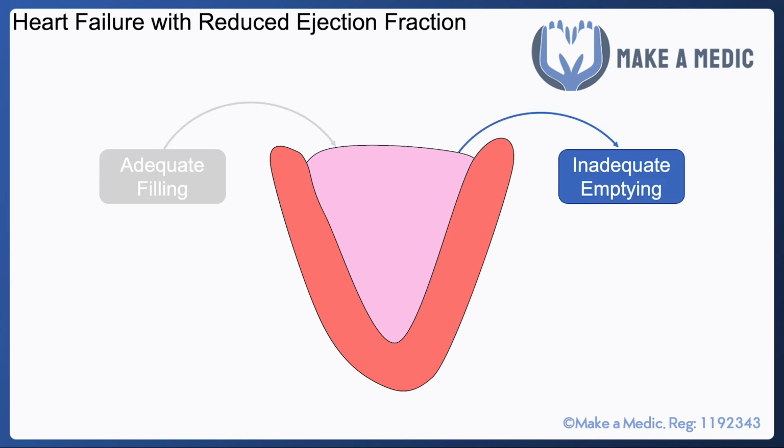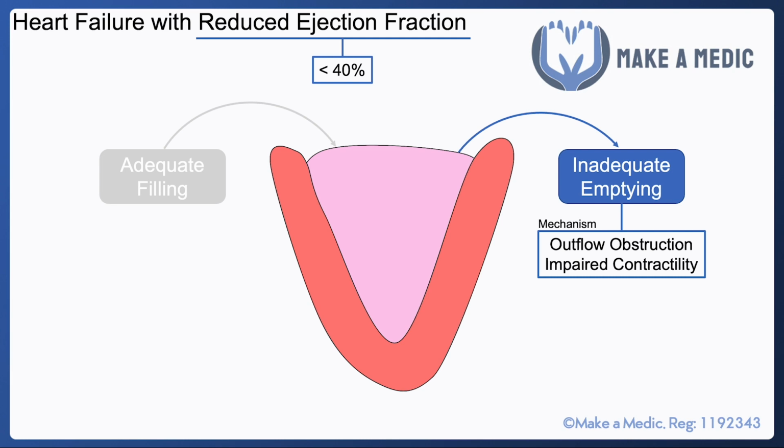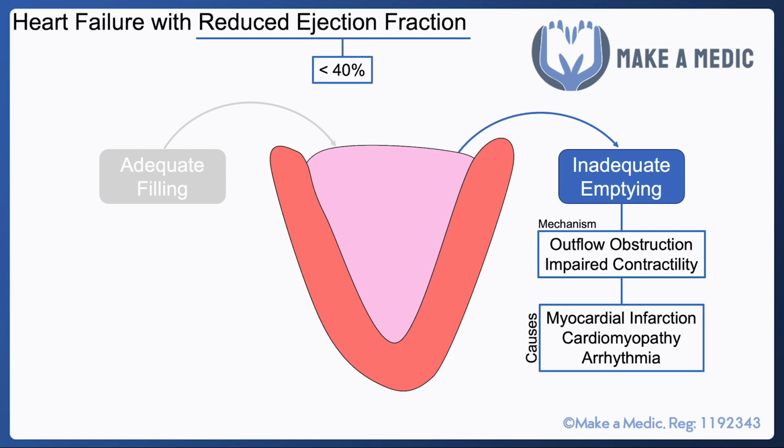Heart failure with reduced ejection fraction, on the other hand, is defined as an ejection fraction of less than 40%, and that's due to inadequate emptying. That may be due to an outflow obstruction, such as aortic stenosis, or it may be due to impaired contractility. Quite often, patients who've had a myocardial infarction will have part of the heart muscle which is not contracting as well as it should be, and hence it's unable to expel blood from the ventricles as well as it otherwise would. So in this case, the ventricles are able to fill adequately during diastole. However, the contractile mechanism is impaired or the outflow is obstructed, meaning that you can't pump out as much of the blood from the ventricles as you would like to.